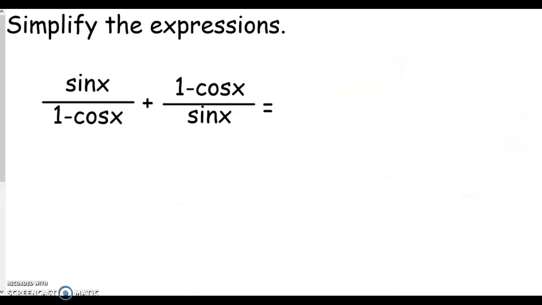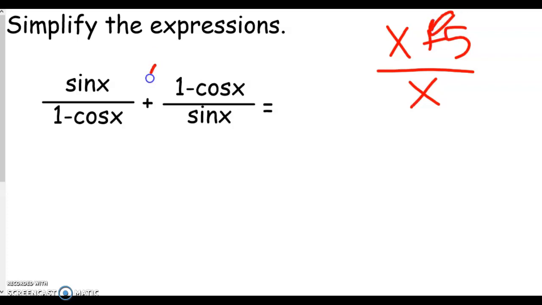Let's try another one. This one has a sine on top of 1 minus cosine x, plus 1 minus cosine x over sine. You cannot simplify stuff here because of the 1. Way back in the day, if I had written x plus 5 over x, you'd ask, can I simplify the x's? And the answer is no, you cannot, because of the plus sign. So here, because of the plus sign, you can't just simplify stuff.